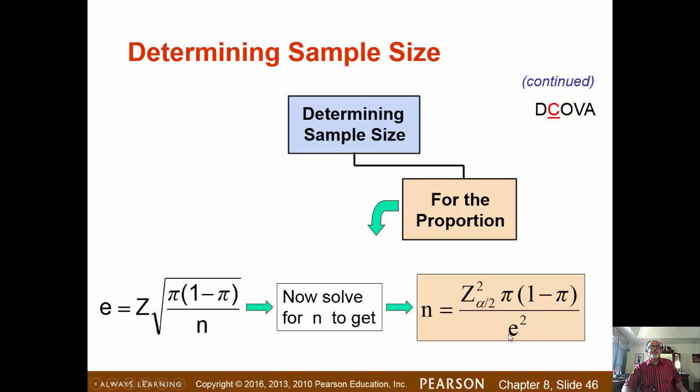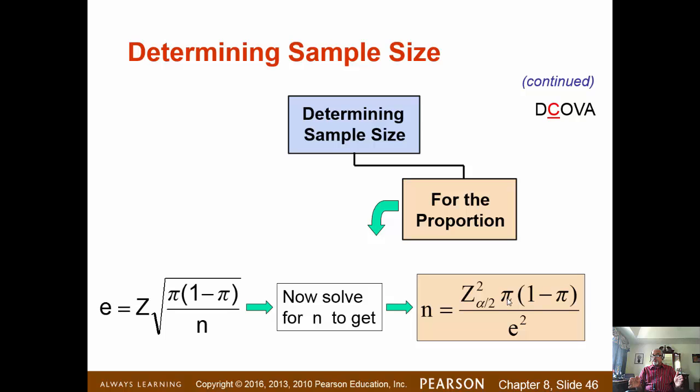by e squared. Now in the case of sample proportion, it so happens that we don't know the value of pi, so we have to estimate. We have to take a pilot sample and estimate what the pi value will be, and we want to use that p value here in place of pi. But pi has to be between 0 and 1, it is a proportion.